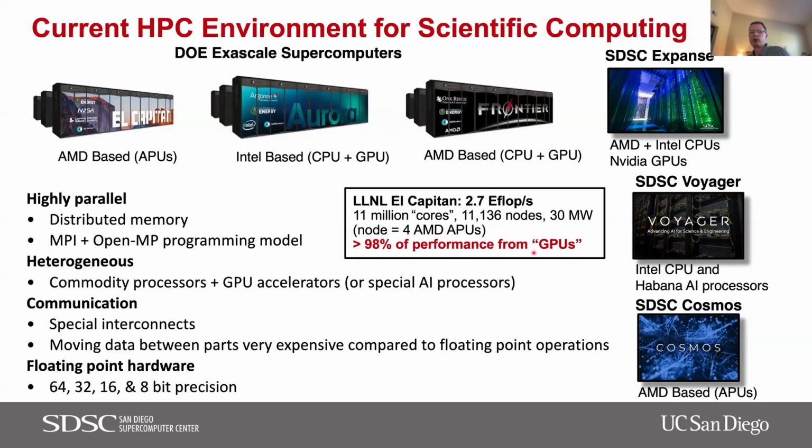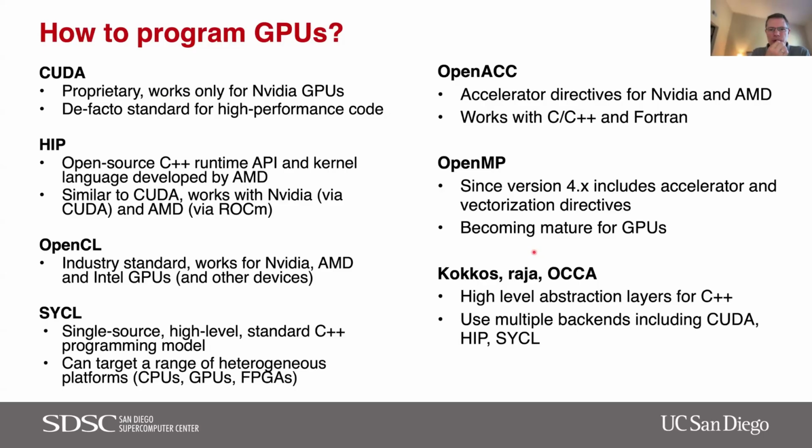So if you want to make use of any of these computers, your software has to be able to make use of the GPUs. Otherwise, you're wasting a lot of resources or you cannot use the resources efficiently. And so the question then becomes, how do we program the GPUs? And traditionally, probably the earliest one is Nvidia that came out with CUDA for Nvidia GPUs. And it's the de facto standard for high performance code. They have a very robust ecosystem, but it has the downside, of course, that it works only on Nvidia GPUs.